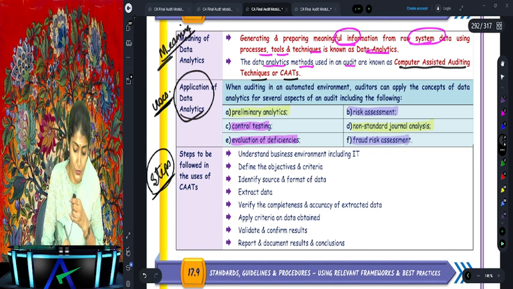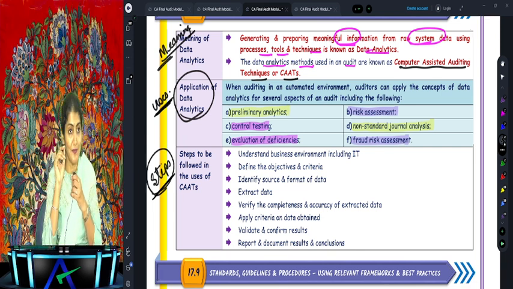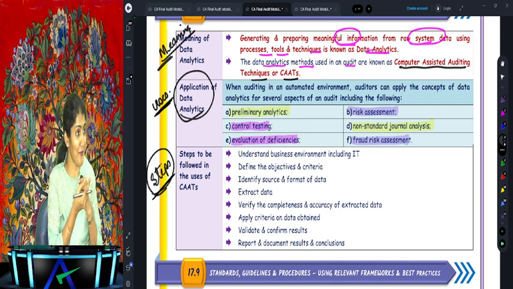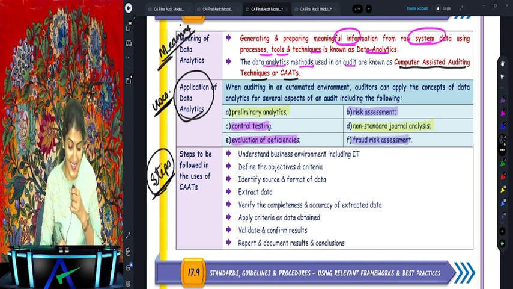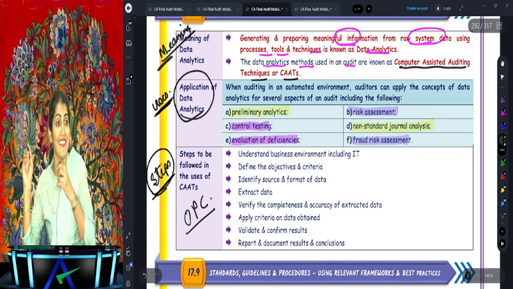And you know, do you remember? For steps, we need to remember 3 alphabets. What are the 3 alphabets? OPC, OPC. Very good. Yes, OPC: the objective, procedure, and the conclusion.